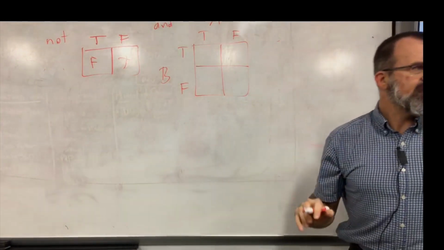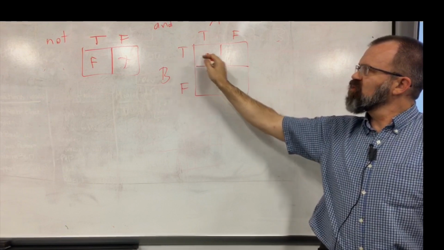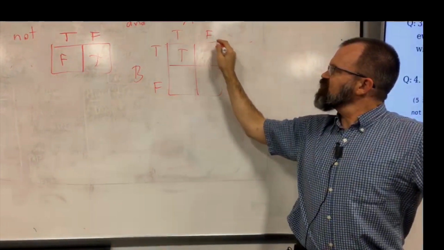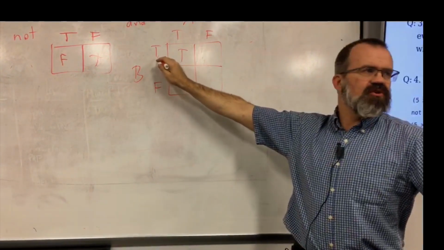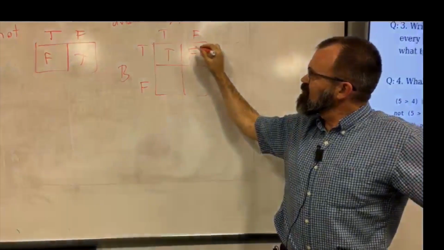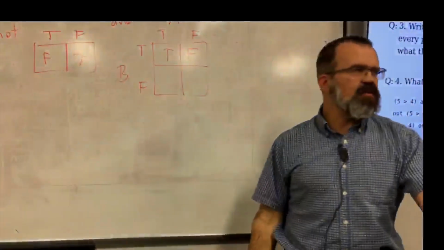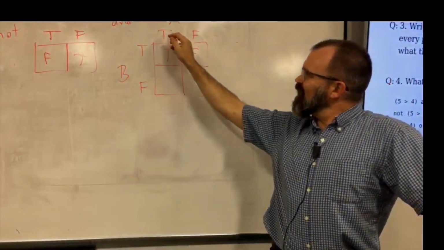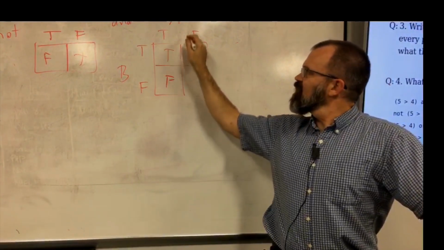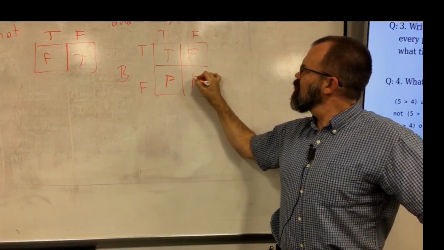Here's AND. When A is true and B is true, when A is false and B is true, I heard someone say true. This is AND, so they both have to be true, which just gives away the next question. When A is true and B is false, and when A is false and B is false, very good.